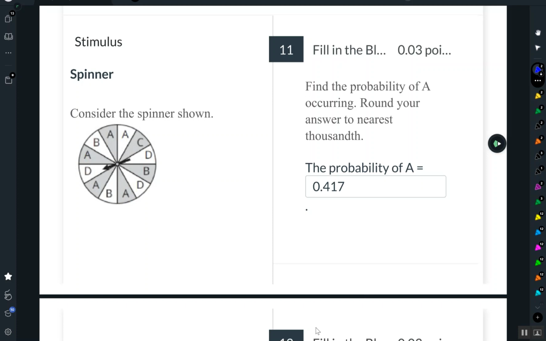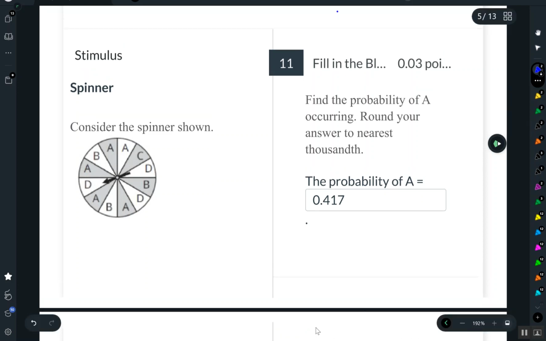Okay, so this is part 2 of the Opt4 Day 23A study guide, and we're on number 11. Number 11 says to find the probability of A occurring and then round your answer to the nearest thousandth. So this is a spinner, and we're going to assume that all of these sections are equal space. So we basically need to see how many there are and then how many of them are A. So there's 1, 2, 3, 4, 5 of them are A. That's going to be your numerator.